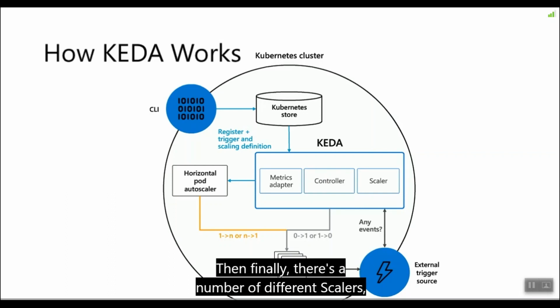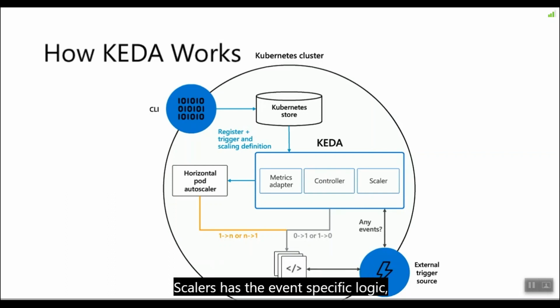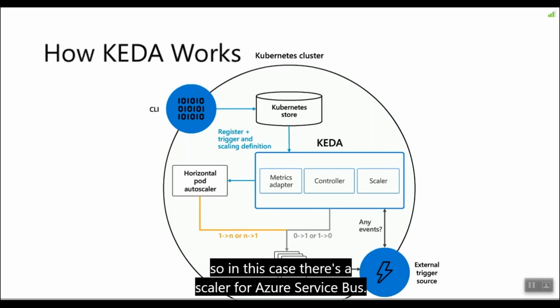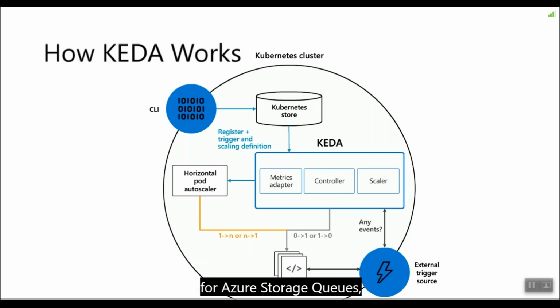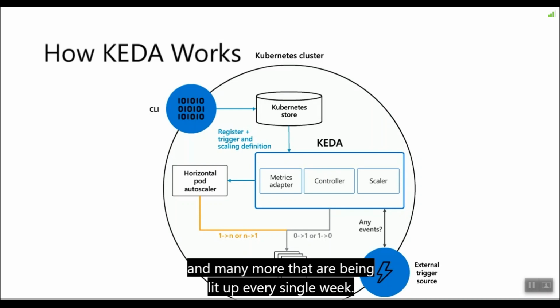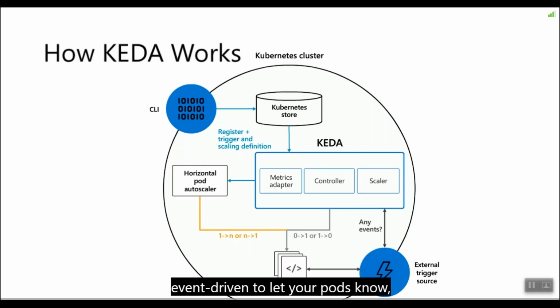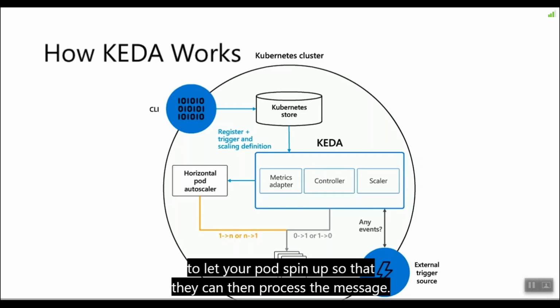And then finally, there's a number of different scalers. Scalers have the event-specific logic. So in this case, there's a scaler for Azure Service Bus. Kata also has scalers for Kafka, for RabbitMQ, for Azure Storage Queues, and many more that are being lit up every single week. In fact, right now there's a pull request open for AWS SQS queues so that those can scale within Kubernetes in the same event-driven way, to let your pods spin up so that they can then process the message.